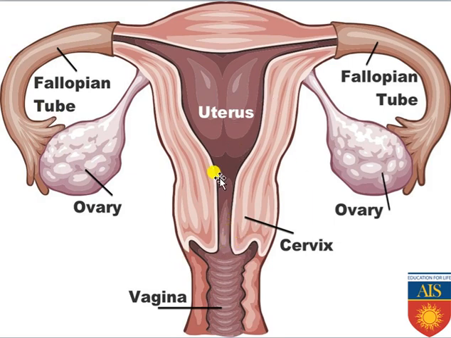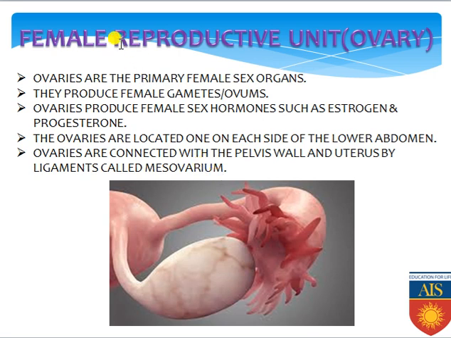Okay, next we are going for the structure of the ovary. First of all, the female reproductive unit is commonly known as the ovary. Keep it in your mind, ovaries are the primary female sex organs. Second, they produce female gametes or ovums. In the case of females, the germ cell or gamete which is produced is the ovum, and obviously that is produced with the help of the ovary. Third, ovaries produce female sex hormones such as estrogen and progesterone. These two hormones are produced by the ovary.